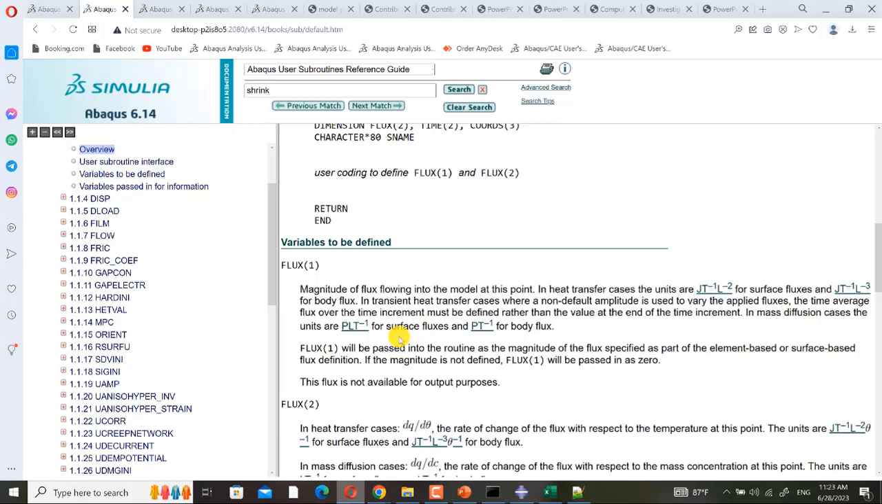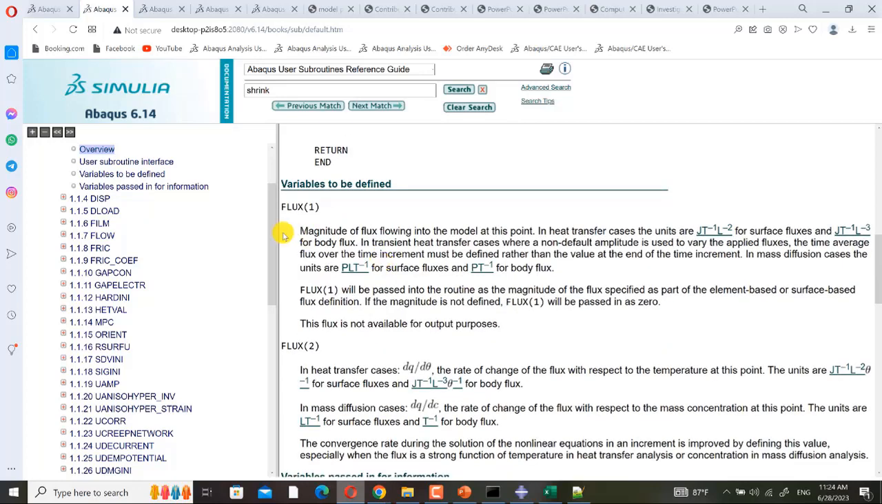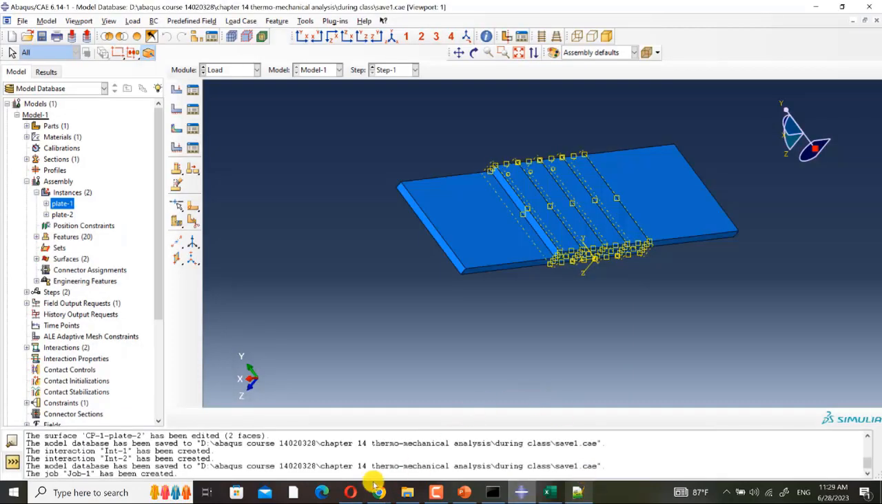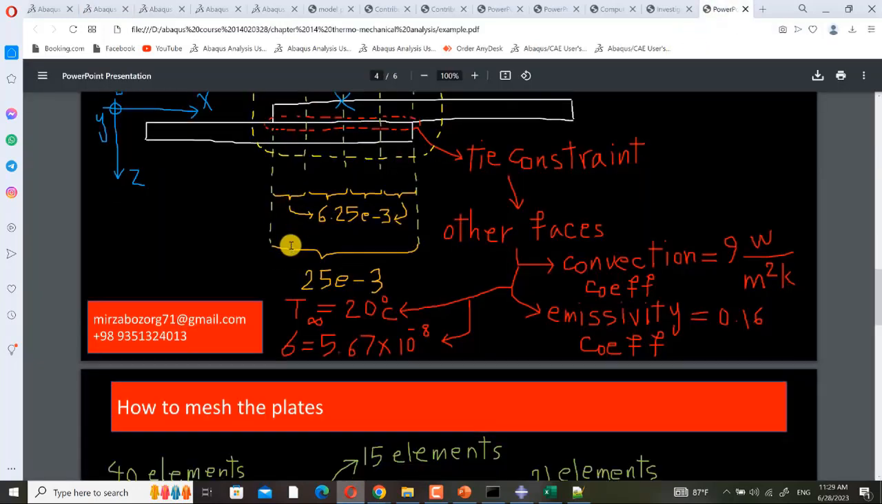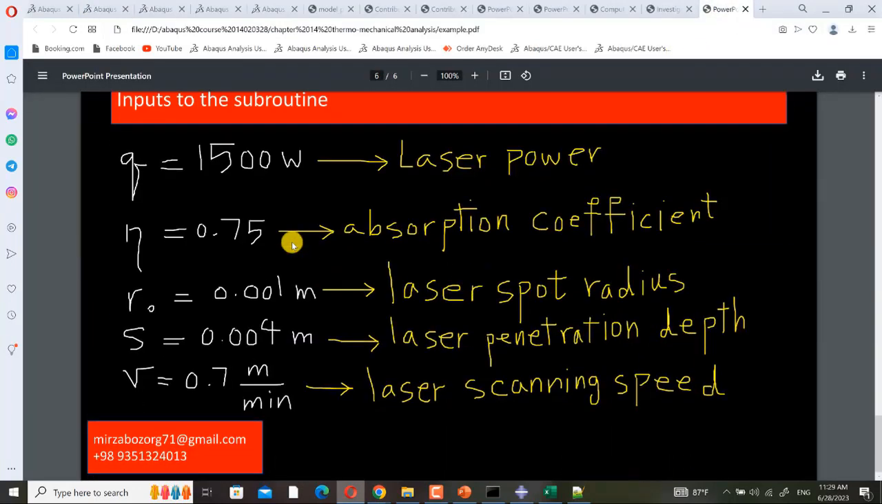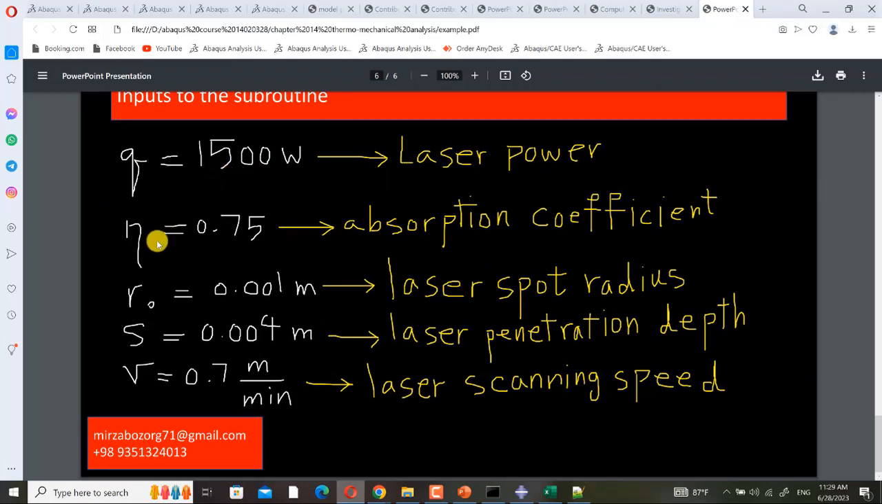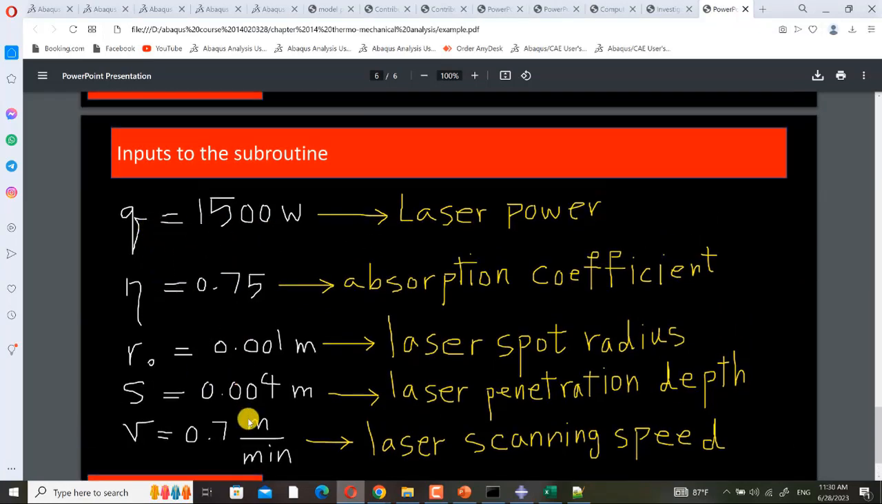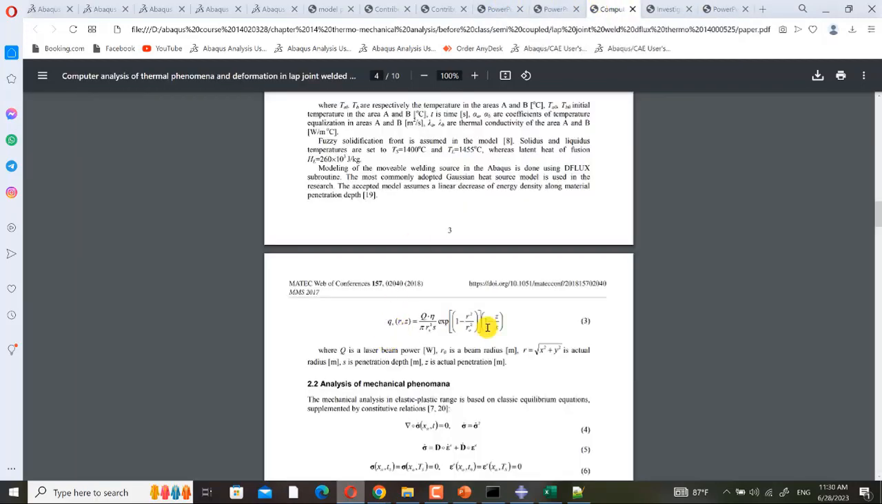Subroutine, as I told you previously, is a function in Fortran. Each function has some inputs and some outputs. And outputs are the variables to be defined. Flux 1. I want to write the subroutine. Here we have the constants of the subroutine. Okay. And we have the equation here.